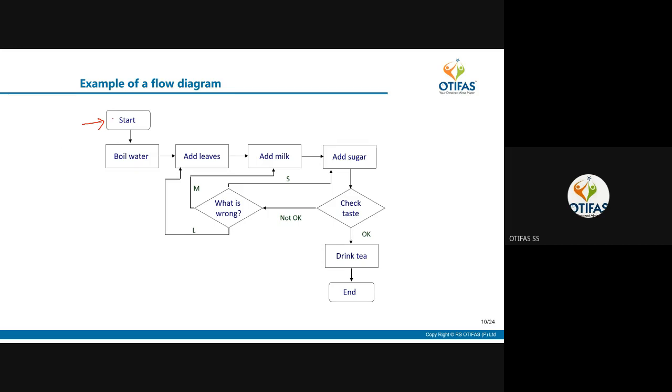So we make it, first thing is start. Every process will have a start and end. Now this start and end is represented by a rounded rectangle, and activities are in a rectangle. So first is start, then you boil water. Second activity, add leaves, add milk, add sugar. Once everything is made, then what will you do? You will check. Now this is a decision symbol.